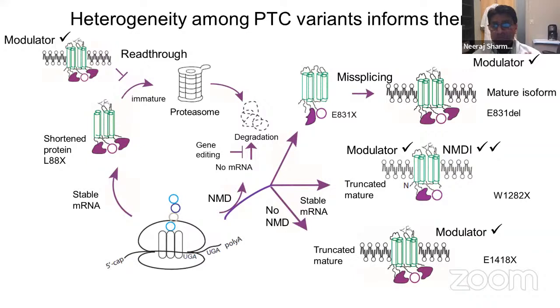So some of these, like the ones in the last exon or this splice variant, do not need any NMD inhibition. They do not need read-through. They all are modulator responsive. However, we have to take care of, I have binned them into these 5 different classes.